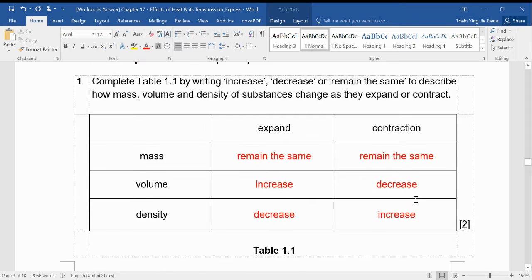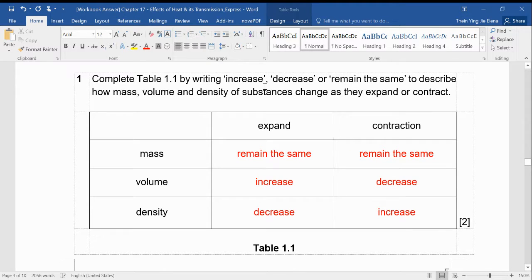Section B. Complete table 1.1 by writing increase, decrease, or remain the same. So remember, mass does not change because the number of particles does not increase. It won't from 9 grams suddenly become 12 grams. It will still be 9 grams even if the object expands or contracts. So volume increases because the particles move further apart, and vice versa for contraction.